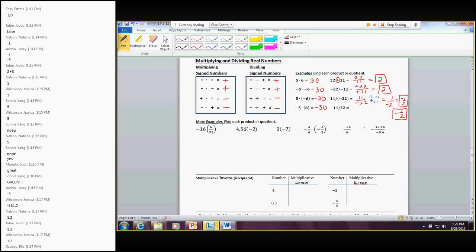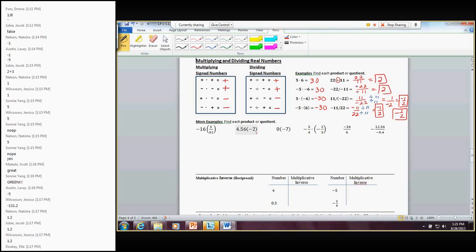Okay, last one. Negative 11 divided by positive 22. Again, always want to simplify your fractions, so if any number can go into both the numerator and denominator, make sure you do that. So negative 1/2 as well. Okie doke. Going on to the next.